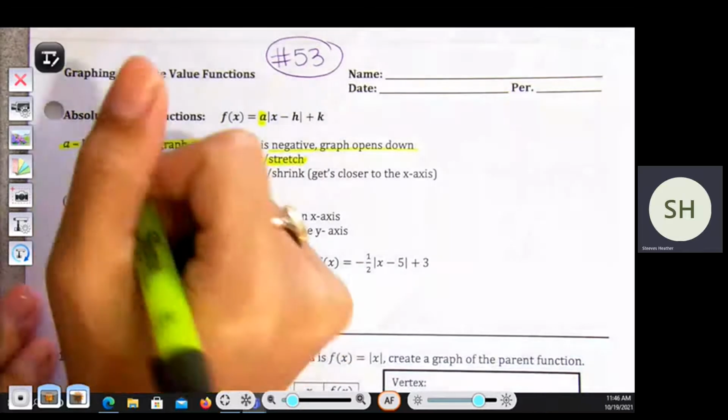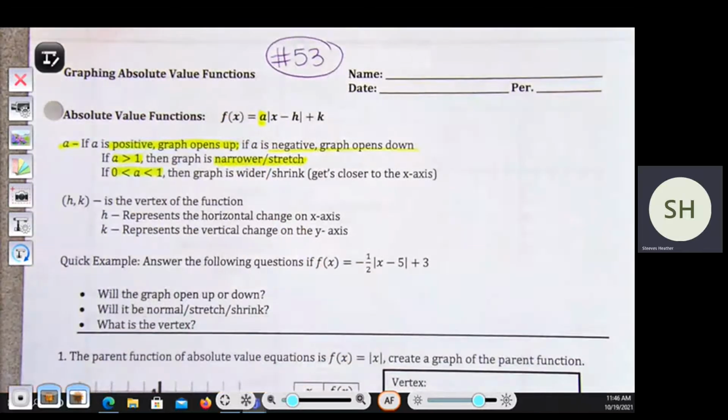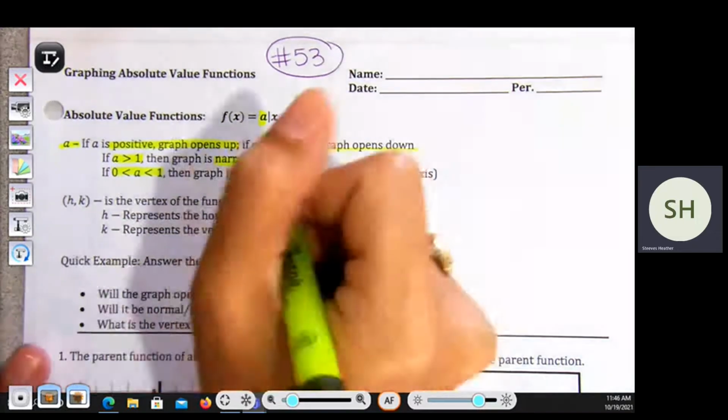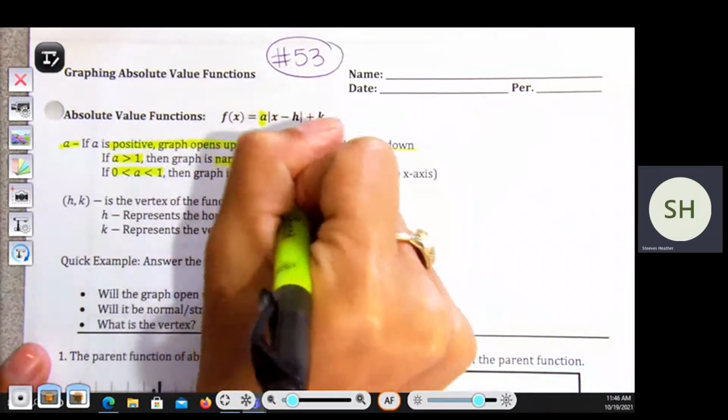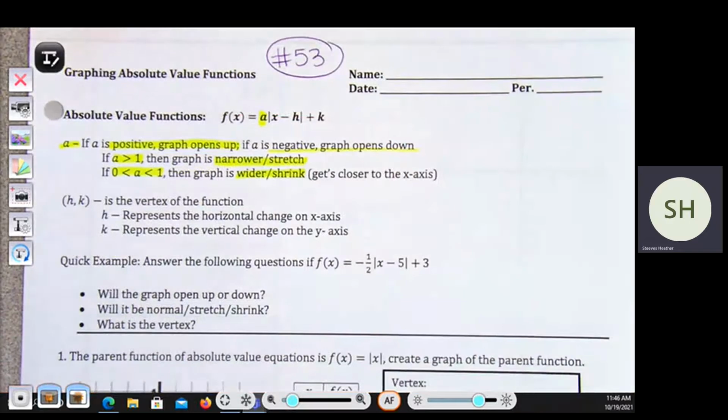If a is between 0 and 1, what's a number between 0 and 1? 0.5, 0.75, 0.10, 0.2. That means it's going to be wider, or it's going to shrink, meaning it's going to get closer to the x-axis. So if a is positive and it's a fraction, it's going to be wider. If it's bigger than 1, it's going to be narrow.